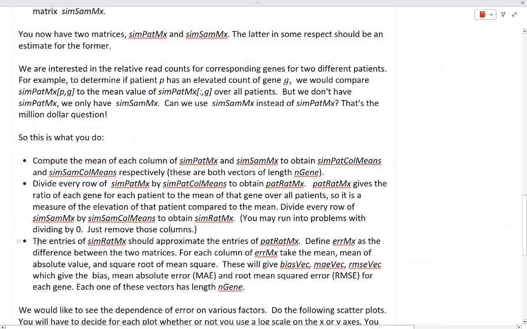The entries of sim-rat mix should approximate the entries of pat-rat mix. We're using our observations to approximate ground truth. So define the error matrix as the difference between the two matrices. For each column of the error matrix, take the mean, the mean of the absolute value, and the square root of the mean square. These are three statistics that tell me about the distribution of the error for each gene.